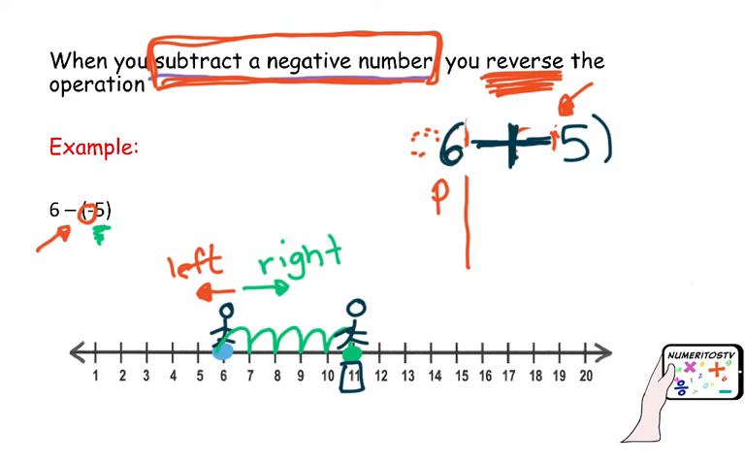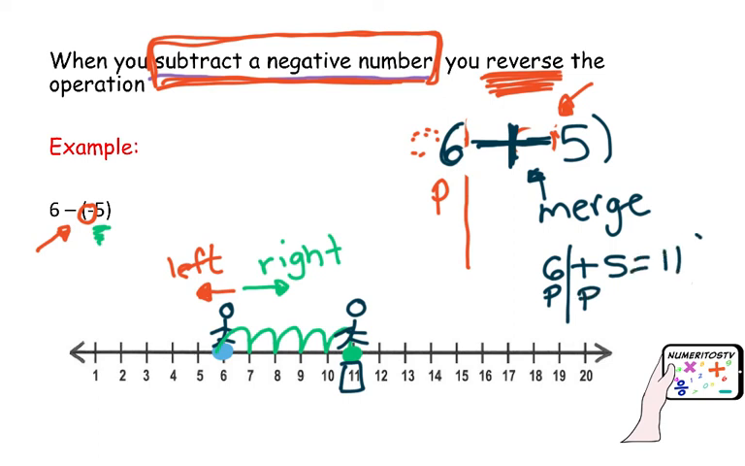Every time you have minus a negative number, those two symbols merge and form a plus sign. So now we have 6 plus 5, and now we can do the battlefield method. So positive and 5 are also positive. So they join, you add, so the answer is 11, as we can see from the number line.